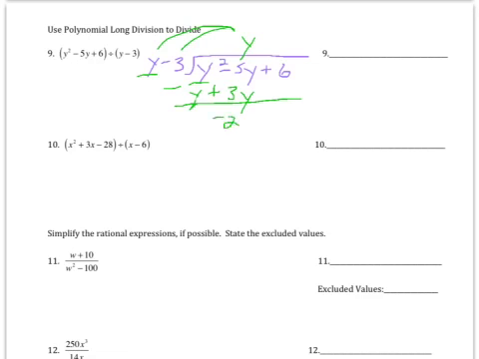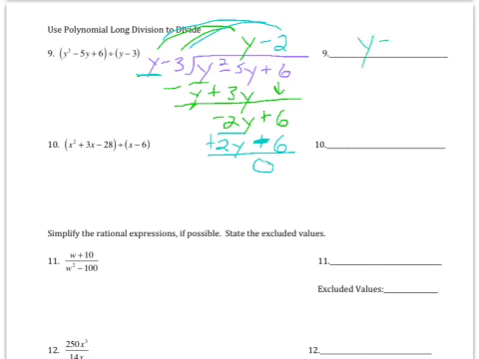So we get negative 2y, and then we want to bring down the positive 6, and then we do the same thing over again. So we ask ourselves, what do we need to multiply y by to get a negative 2y? And that would be a negative 2. And then we distribute. So we get negative 2y plus 6. And then we change the signs and add, and we end up getting 0. So there is no remainder, and our final answer is y minus 2.